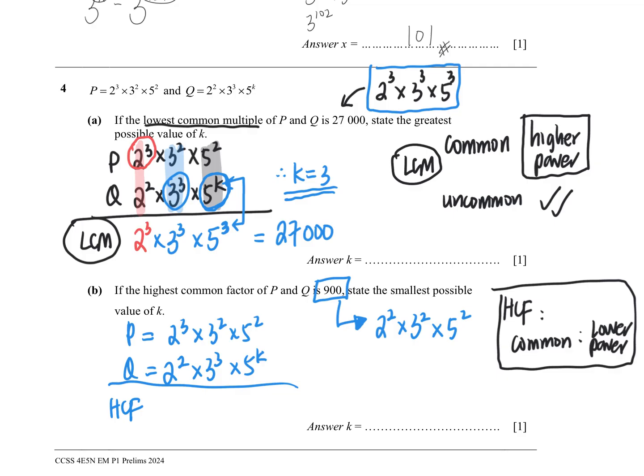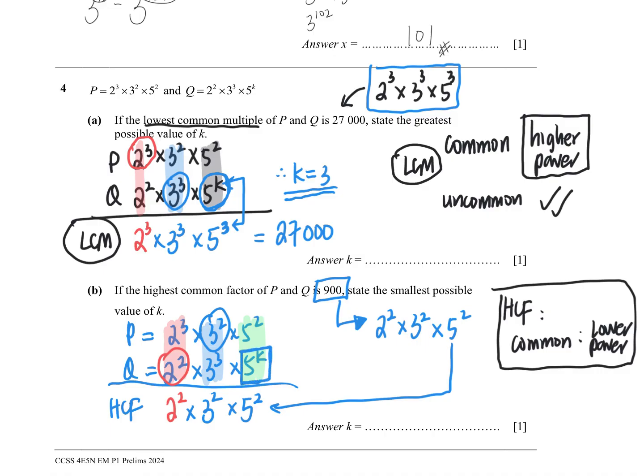Between these two common ones, I will take the one with the lower power, so 2 square. Between these two common ones, I will take the one with the lower power, which is 3 square. And then between these two, I will take the one with the lower power. Since the answer already suggests that the lower power must be 5 square, what can K be?